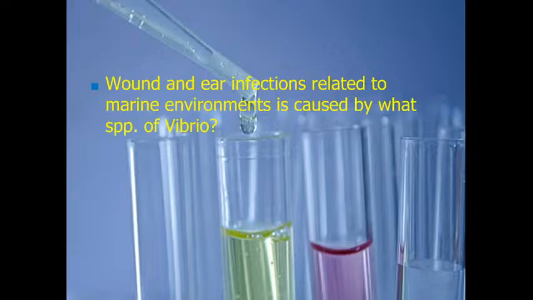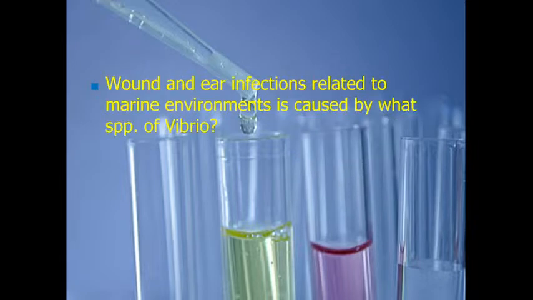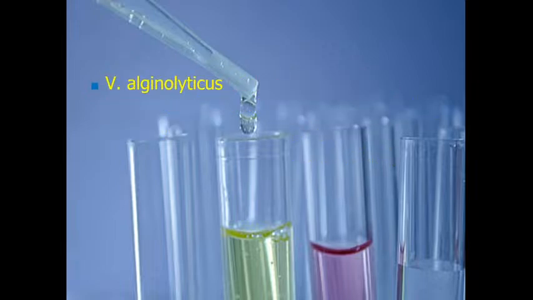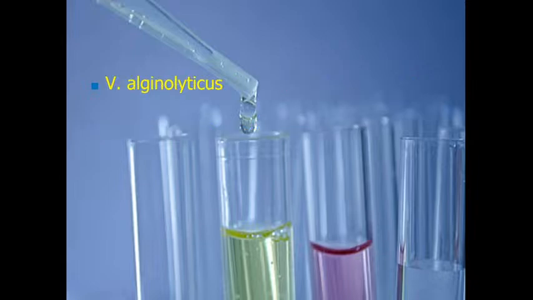Now, let's talk about wound and ear infections related to marine environments caused by species of Vibrio. Usually it's caused by Vibrio parahaemolyticus, mimicus, and vulnificus. So, I think this one got lost in translation. Alginolyticus, sorry. Now, Vibrio species associated with gastroenteritis, Vibrio parahaemolyticus. The infection is caused primarily by ingestion of contaminated seafood. So be mindful of these things.